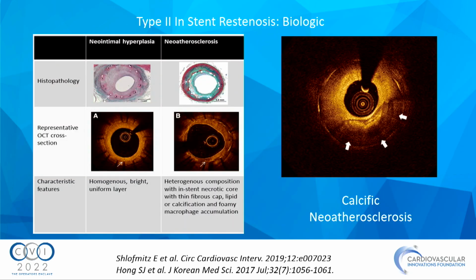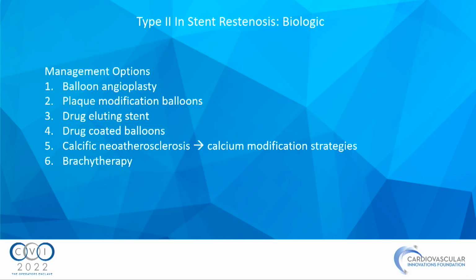The type 2 in-stent restenosis is biologic in-stent restenosis, which can be due to neointimal hyperplasia or new atherosclerosis, which can subsequently become calcific, certainly posing further challenges in the treatment of these lesions. And for the management of these, we have multiple options. Balloon angioplasty can be performed with high-pressure balloons. However, the recurrence rate for these still remains pretty high, at more than 50%.